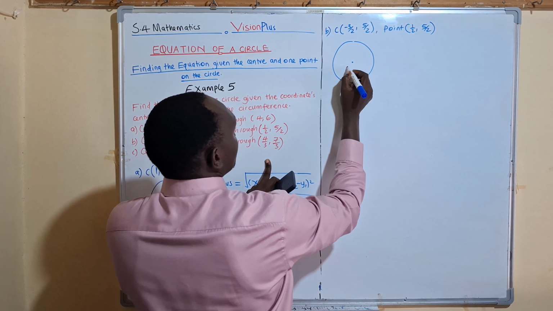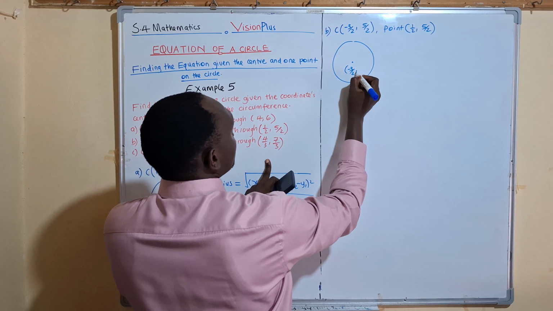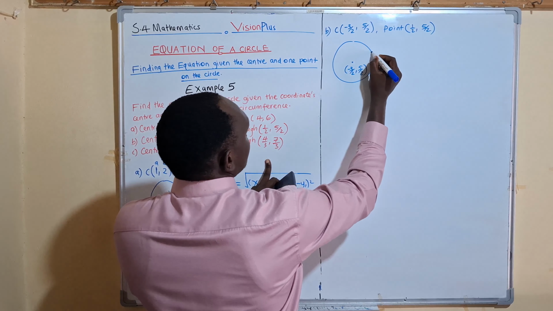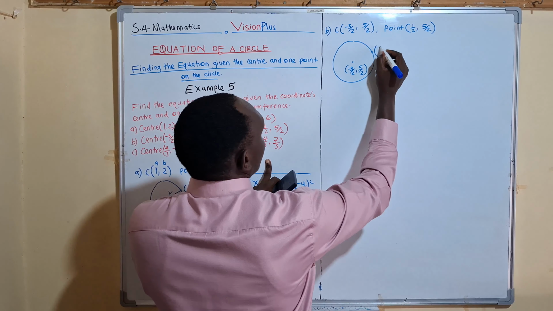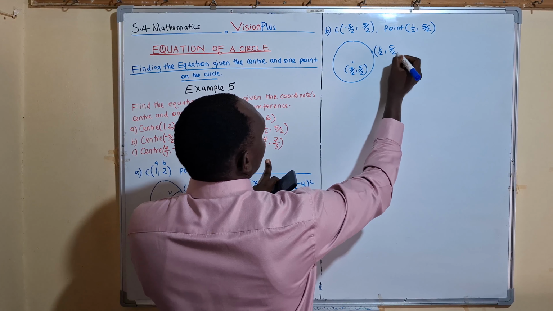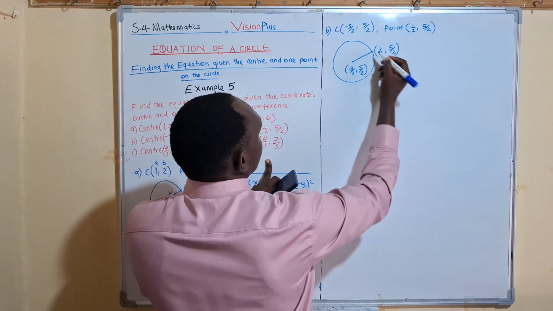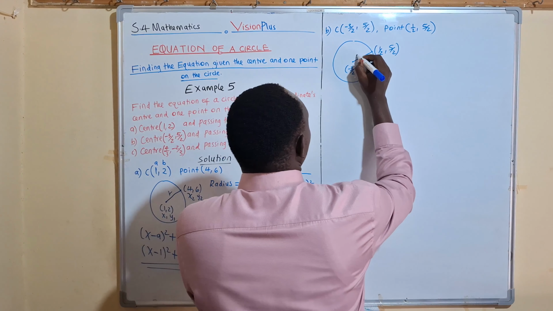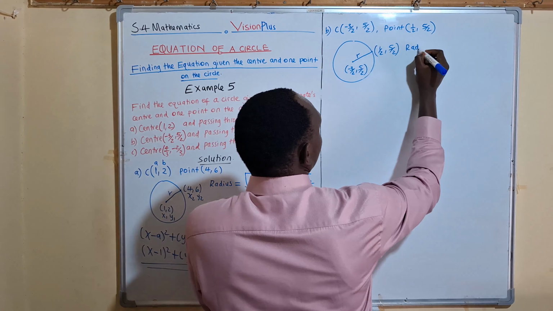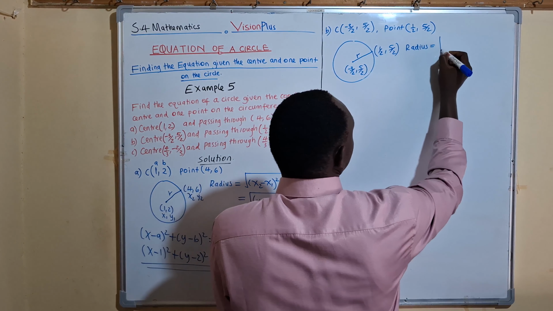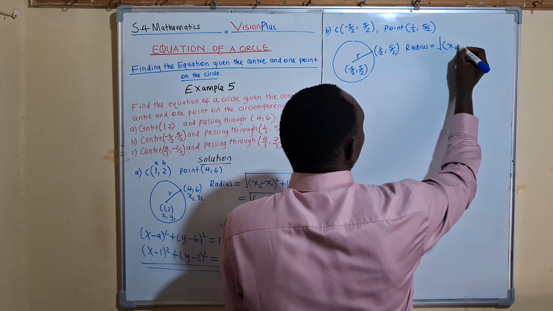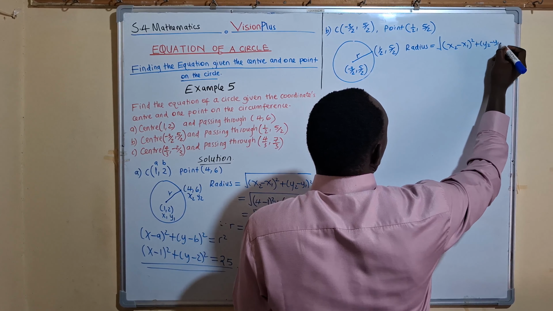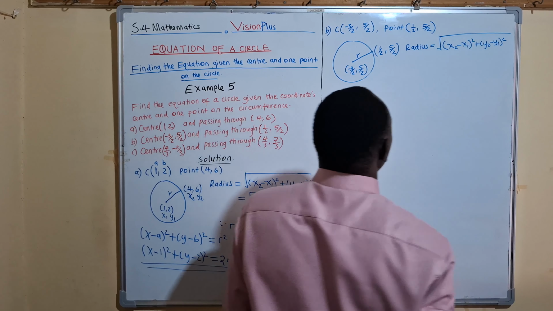This is the center, which has coordinates negative 3 over 2 and 5 over 2. And then a point on the circumference, assuming it is here, but put it anywhere you want. I have 1 over 2 and 5 over 2. So the distance between the center and the point on the circumference is the radius, which is the distance between 2 points. So the radius is given by the square root of (x2 minus x1) squared plus (y2 minus y1) squared.